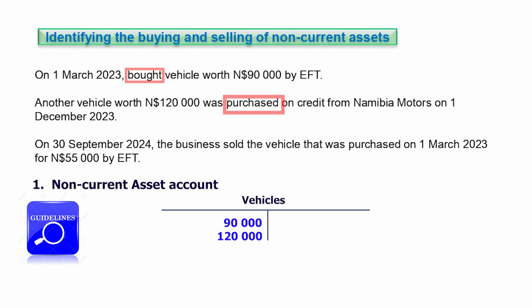And then on the 30th of September 2024, the business sold. So in this case, we are disposing of a vehicle. It goes on the credit side. So when we go to the next page, I'm now going to teach you how to do the financial table.